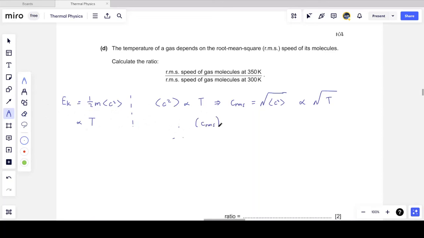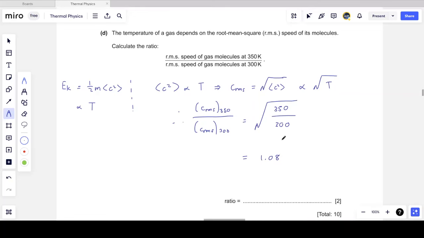which then means that my RMS speed, c_RMS, so I don't really need to know the definition of RMS, but I need to know how it relates to mean square. So the RMS speed at 350 Kelvin divided by the RMS speed at 300 Kelvin is the square root of the ratio of the two temperatures, 350 divided by 300. So it simplifies quite easily, and what I get is a ratio of 1.08.